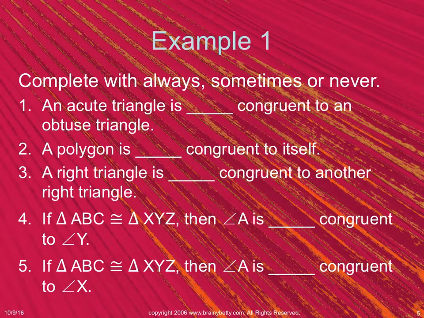All right, let's play some always, sometimes, never. An acute triangle is always, sometimes, or never congruent to an obtuse triangle. Never. And our justification is that they're not the same shape.